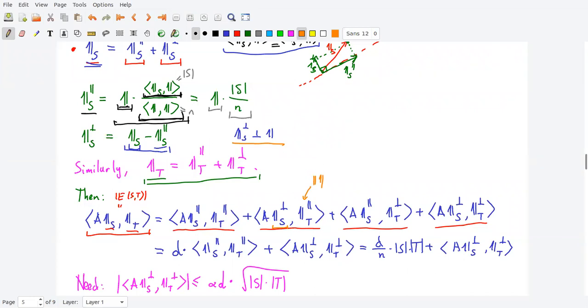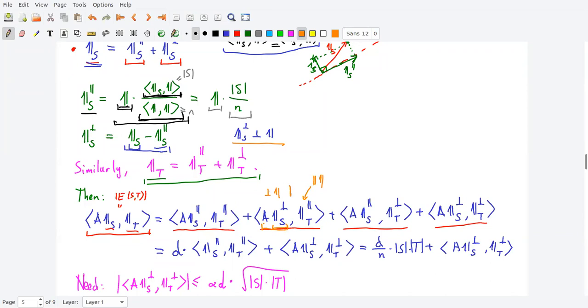And recall that A acts on the subspace of the space of vectors perpendicular to all ones, which is an eigenspace of the matrix A. So this whole vector after application of A will also be perpendicular to all ones. So this is a scalar product of two vectors that are orthogonal to each other, because one is in the direction of all ones and the other is in the orthogonal direction.